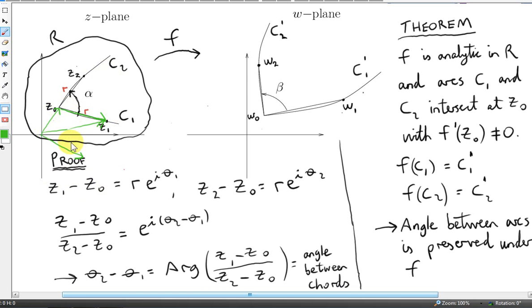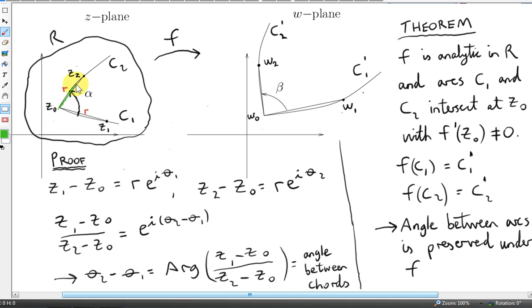We could move this vector parallel to itself so that its tail is at the origin. Then this point here would be the complex number Z1 minus Z0. And any complex number can be written in this form. This is Euler's form. R is the magnitude of the complex number. Theta is the angle measured anti-clockwise from the positive real axis to the complex number. Well, actually it's theta 1. We're saying that the angle or the argument of Z1 minus Z0 is theta 1.